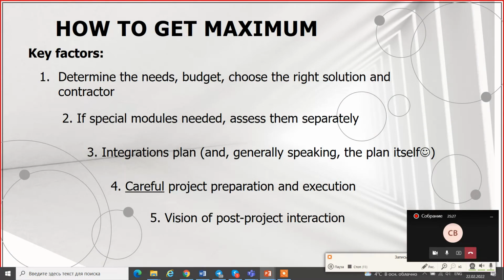So, in brief words, we'll speak about this at the moment: how to get the maximum out of the idea of LIS implementation. First of all, very precisely determine the needs of your particular lab production. You have to get the first approach to the budget you're able to spend on this activity. Choose the right solution and the contractor, and we'll speak about this a little bit later.